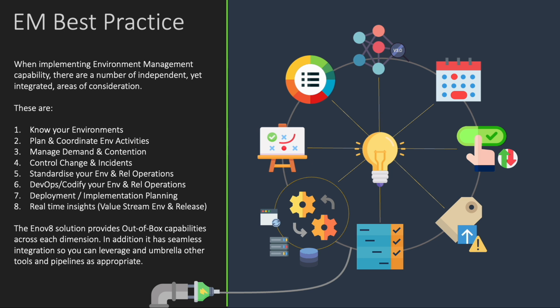So in summary, the Enov8 Environment Management Platform is all about getting on top of your IT and test environments by better understanding your environments, planning and coordinating your operations, managing environment demand and contention, controlling support needs like changes and incidents, standardizing your environment release activities, automating and codifying your environment release operations, using deployment or implementation planning to ensure production day success, and providing real-time value stream insights to drive continuous improvement. The Enov8 solution provides out-of-the-box capabilities across each of these dimensions, which leads to faster projects, faster operations, better quality, and better control of your IT expenditure.